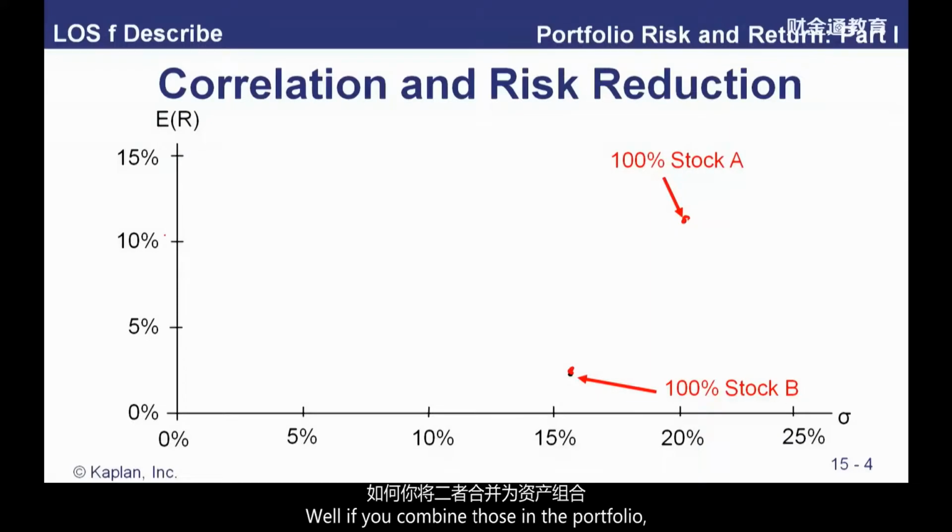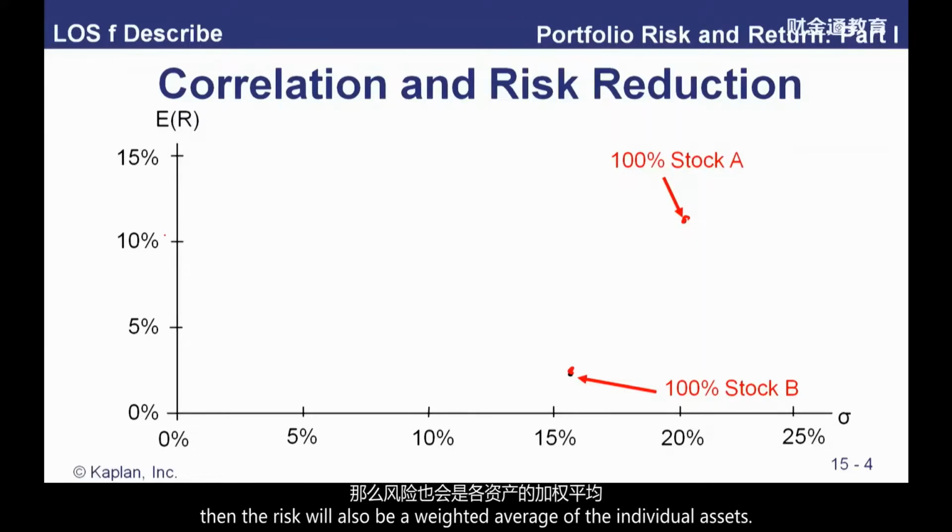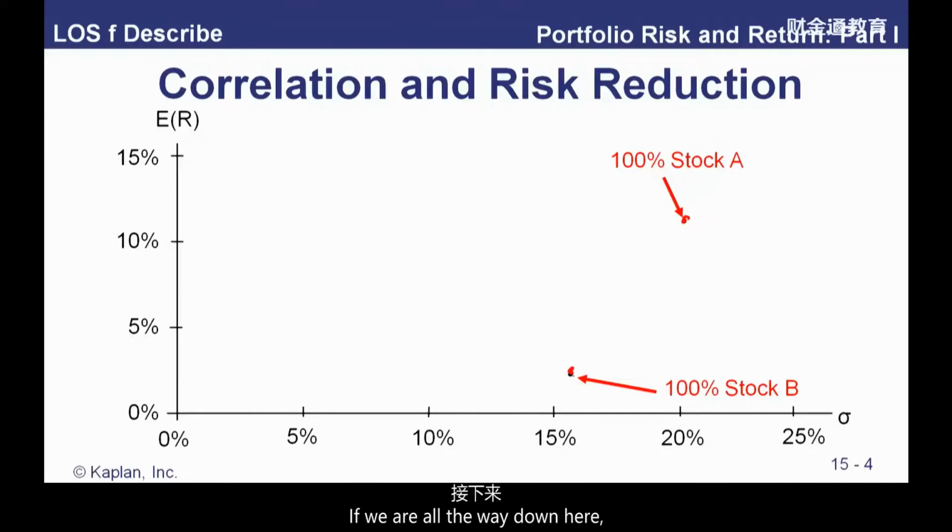Well, if you combine those in a portfolio, you're just going to end up in the middle, right? 50% of one, 50% of the other. Well, the return is always going to be a weighted average of the individual assets. And if the correlation is +1, then the risk will also be a weighted average of the individual assets. Okay, so that would say if we were all the way down here, well, that would be 100% in stock B. That's our risk-return combination.